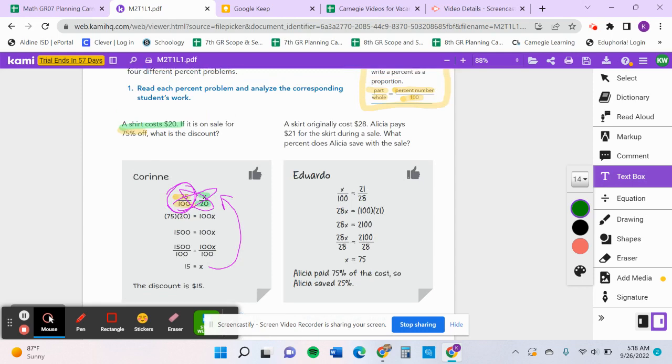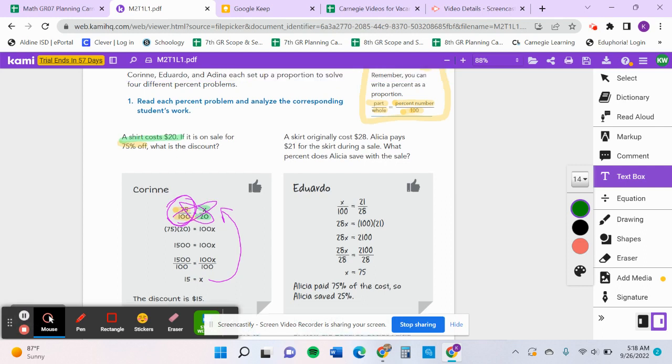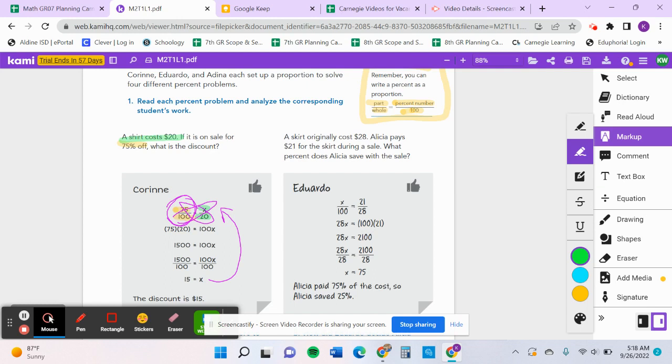Now for Eduardo. Knowing what we know now about proportions and percents, take a look at how Eduardo set up his proportion. Did he set it up correctly? And how do you know? Pause here and take a second to think about that. If you paused and said, yes, he set it up correctly, you are absolutely right.